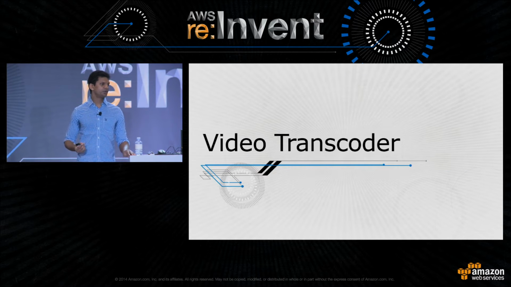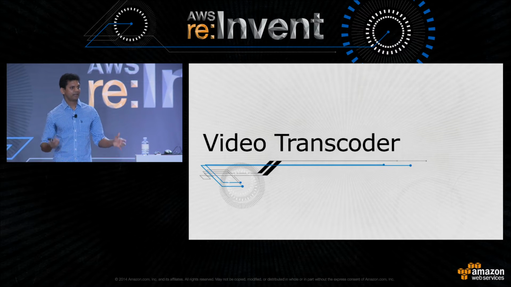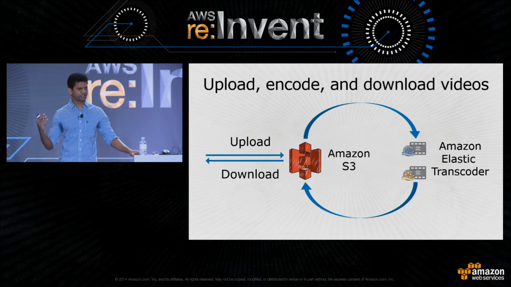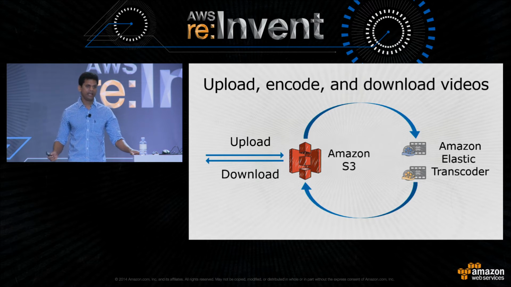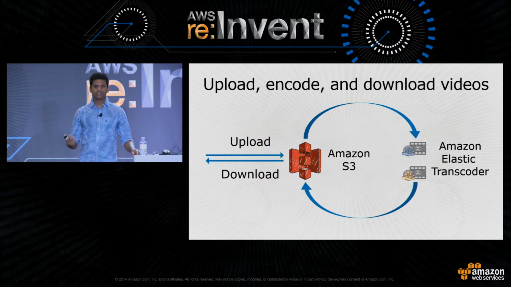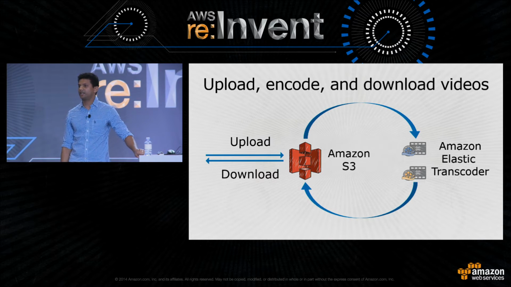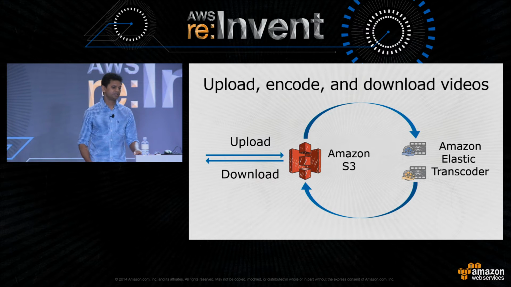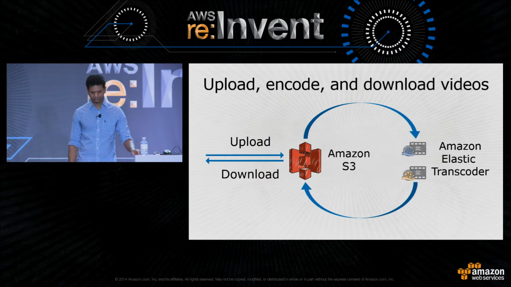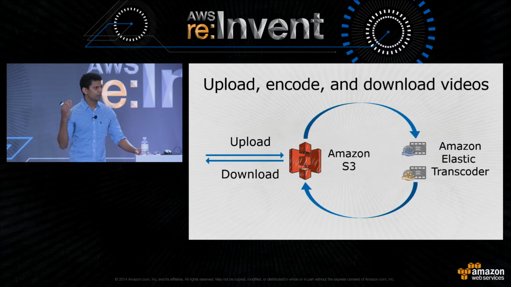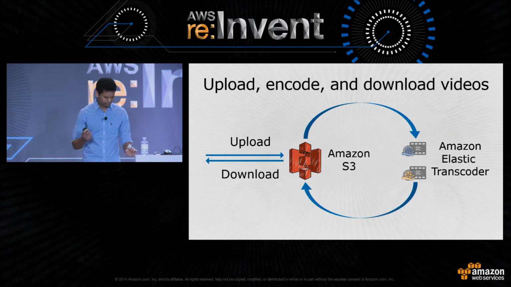What I'm about to show you is a video transcoder application that transcodes or converts videos from one format to another. The application uses two AWS services, Amazon S3 and Amazon Elastic Transcoder. Amazon S3 is an object storage service, and we are using S3 to store video files. Amazon Elastic Transcoder is a service that allows you to convert or transcode media files from one format to another. Our application uploads files to S3, kicks off a transcoder job, waits for the job to complete, and then downloads the transcoded files back from S3 again. So let's take a look at it.